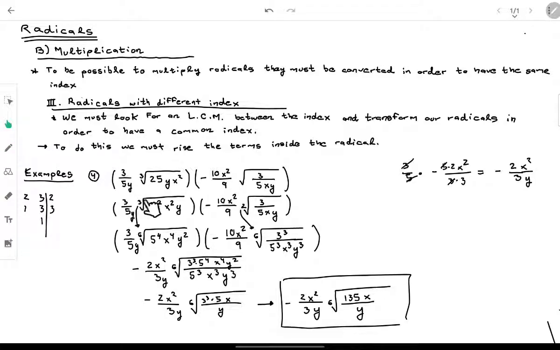We need to transform our radicals in order to have the same index. How do we do it? We need to raise, in this case, to the second power, in this case, to the third power, in order to become the same index. When we have the same index, we put it in a single root and then take out whatever it's possible to take out. So this was the video for explanation of multiplication of radicals with different index.